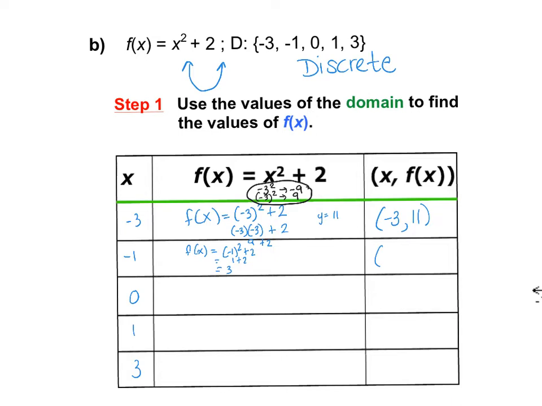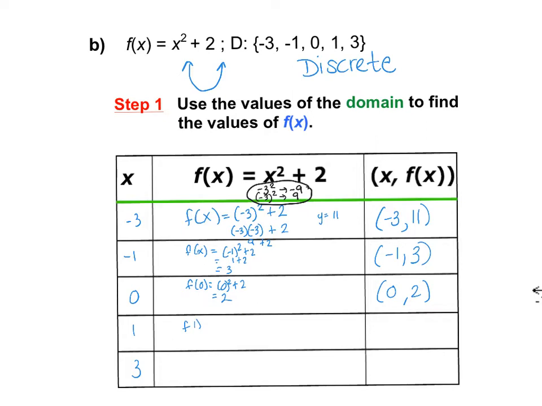So my ordered pair this time is going to be negative 1, and my f of x value, or my y value, is 3. Plug in 0. F of 0 equals 0 squared plus 2. 0 squared is 0 plus 2 is 2. 0 squared means 0 times 0. So I get 2 on this one, 0 comma 2.